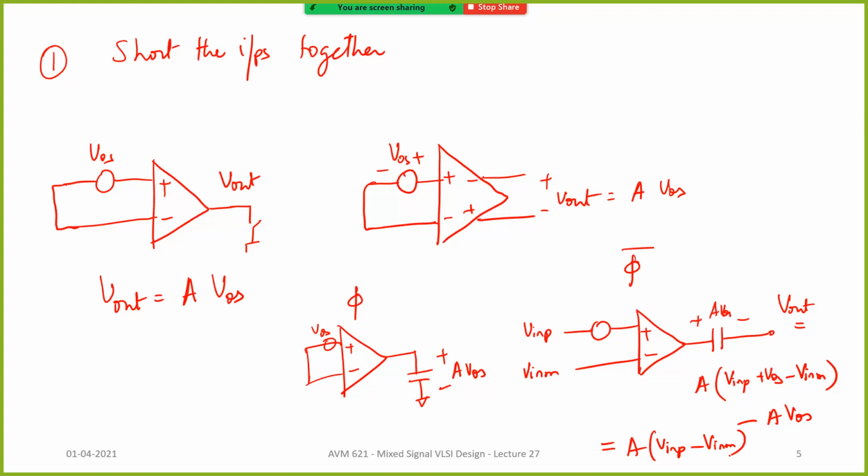Do you think this will work fine, or do you see any problems? If VOS is very large, good. If VOS is large, then the output will go to saturation, right? So for example, let's fit in some numbers. If VOS is, let's say, 20 millivolt, and let's say your gain is 1000, which is a 60 dB op amp. All of you have designed 60 dB, 70 dB op amps, right? So what will be your A times VOS?